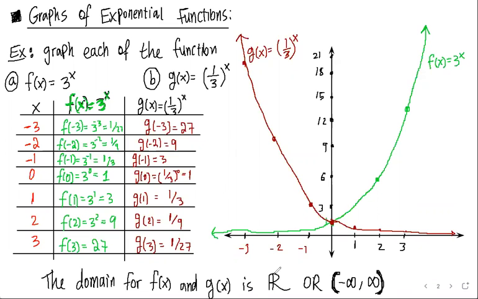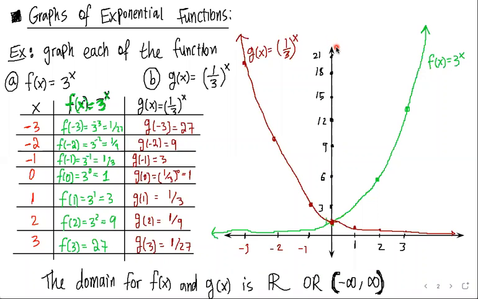The range will not be the same. The range is the y values that are used. If we look at the graph, we see the y values start from 0, but 0 is not included, because the graph gets close to 0 but never reaches it, and all the positive numbers are used. So it is from 0, open parentheses, to infinity, positive.